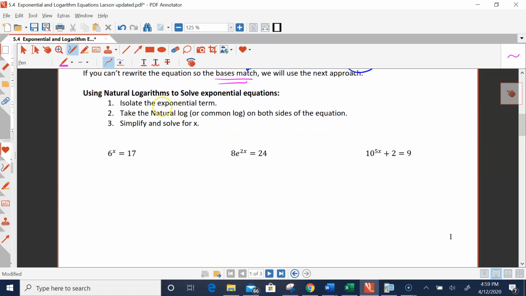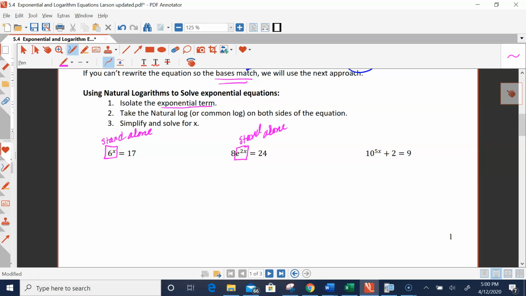We first have to get the exponent term isolated by itself. And what I mean by the exponent term, it's the base that has the exponent on it. Like 6 to the x is the exponent term, and it needs to stand alone. And it does in this problem. In the next problem, the term with the exponent is the e to the 2x. It needs to stand alone. And unfortunately, it doesn't here, so we'll have to do something.